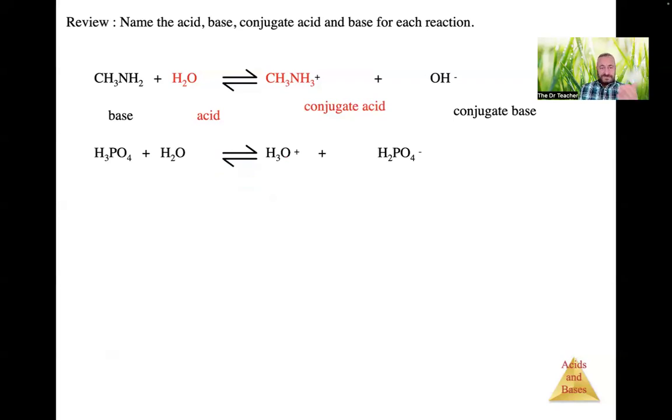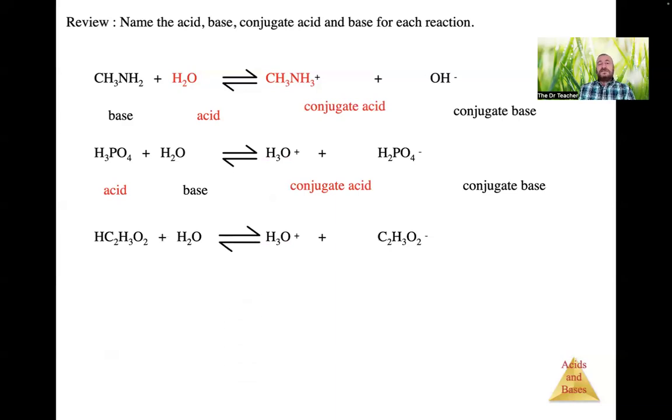H3PO4. Now, H3PO4, you know it. What is it? It's an acid. So the water will behave as a base. Now, if you have this acid, we need the conjugate acid, which is H3O. You see the conjugate acid? And then if you have a base H2O, you have H2PO4 minus as a conjugate base.